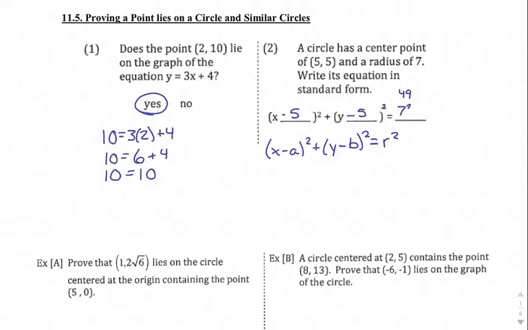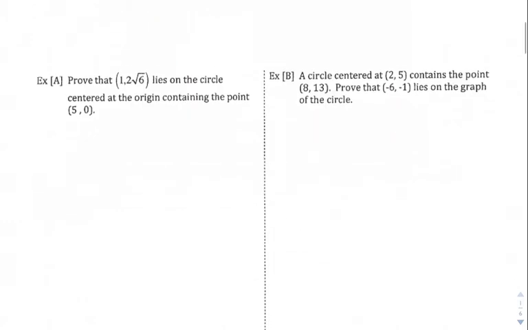So for number 1, you should have plugged in 2 for x and then 10 for y. And you would have got yes because 10 equals 10. For 2, remember that's your center. And you take the opposite sign, so it's -5 and -5, and then the radius you squared, so it is 49. Okay, moving on to the first two examples.